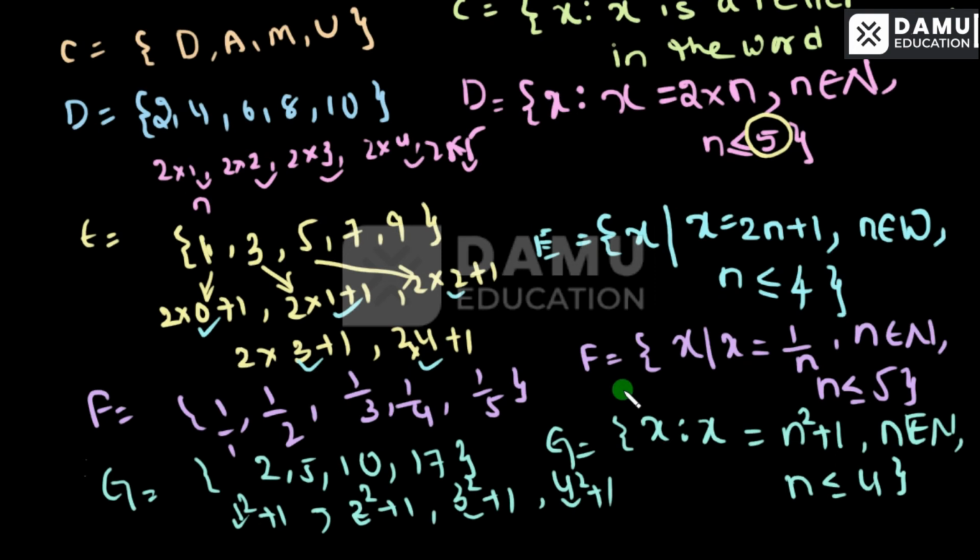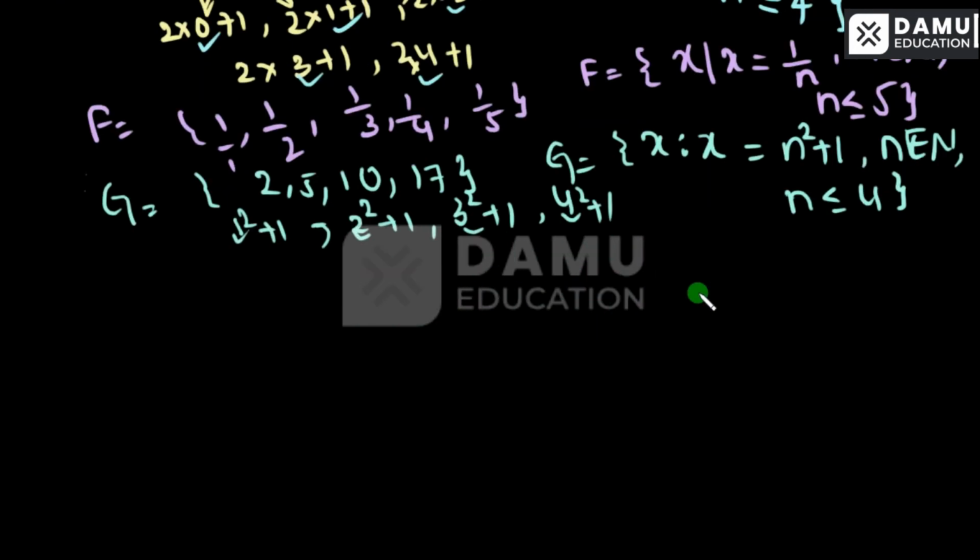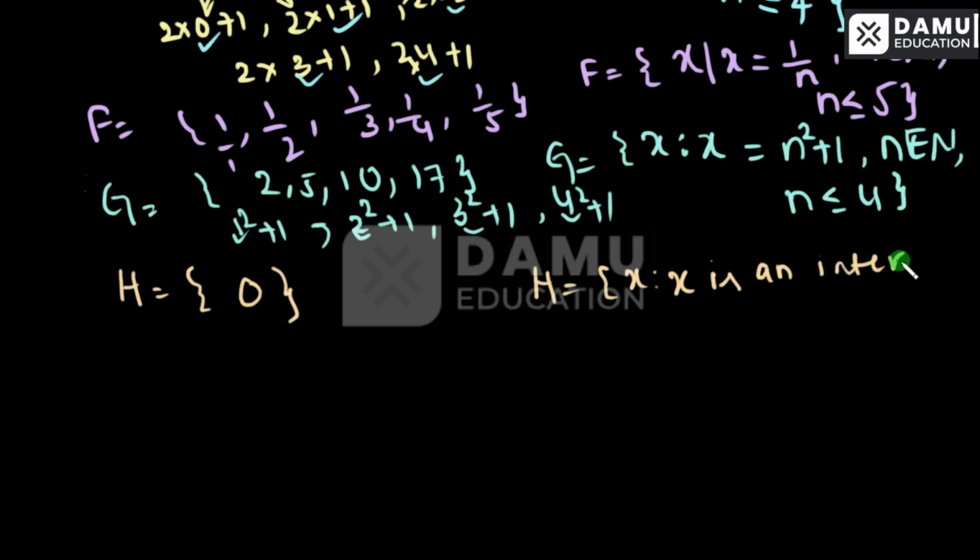So this is the way to write roster form and set builder form. Then we'll check some small examples. Two more examples. H set will be equal to, let's write 0. Then H will be equal to, open, x such that x is an integer. You can write it in word format, or you can write it as an equation also. x is an integer and x plus 1 will be equal to 1. If you add 0 to x, then you get 1. So, additive identity property. Like this we have to write all the set builder forms and roster forms.